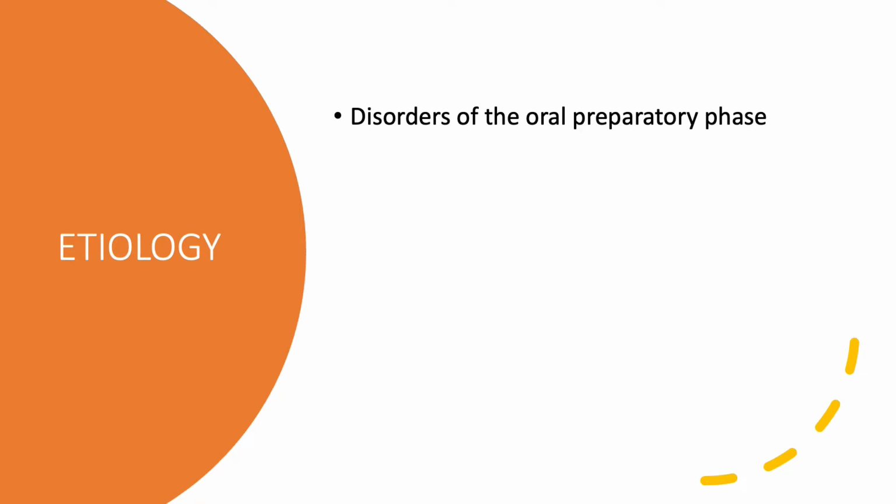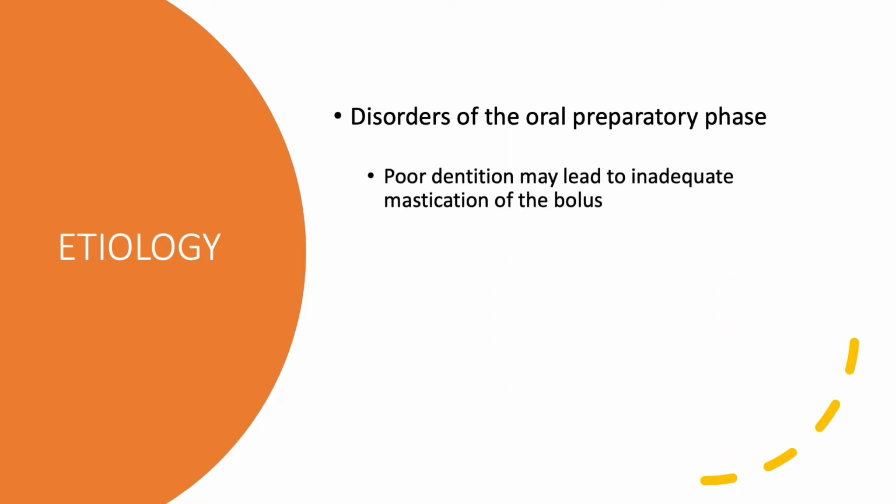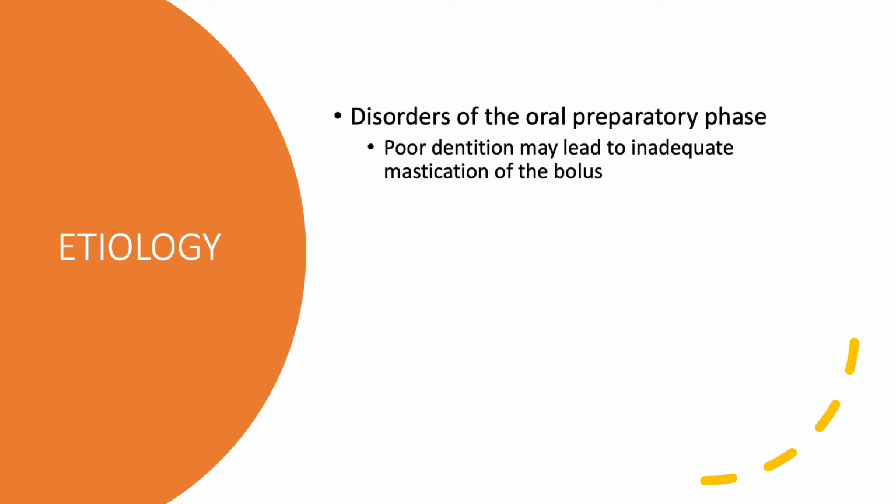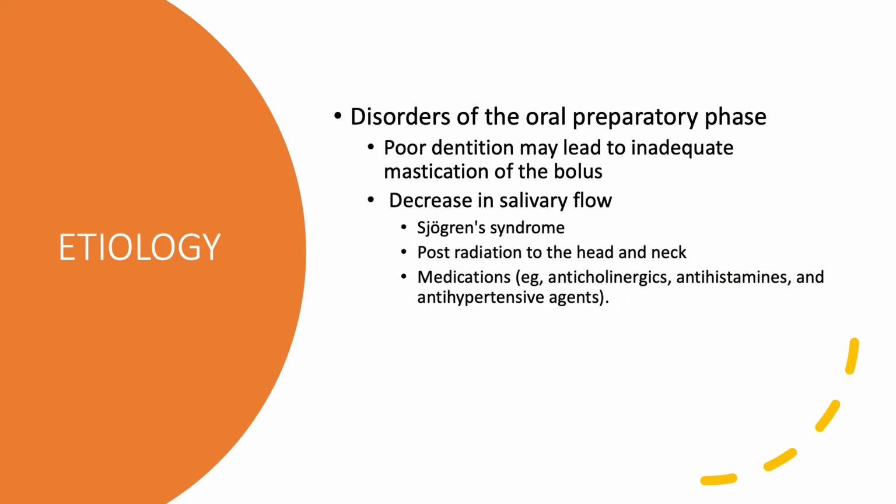Several disorders can disrupt normal completion of the oral preparatory phase by the following mechanisms. Poor dentation can lead to inadequate mastication of the bolus. A decrease in salivary flow may occur in diseases such as Sjogren's syndrome, following radiation to the head and neck, or from medications that reduce salivary flow, such as anticholinergics, antihistamines, and antihypertensives.